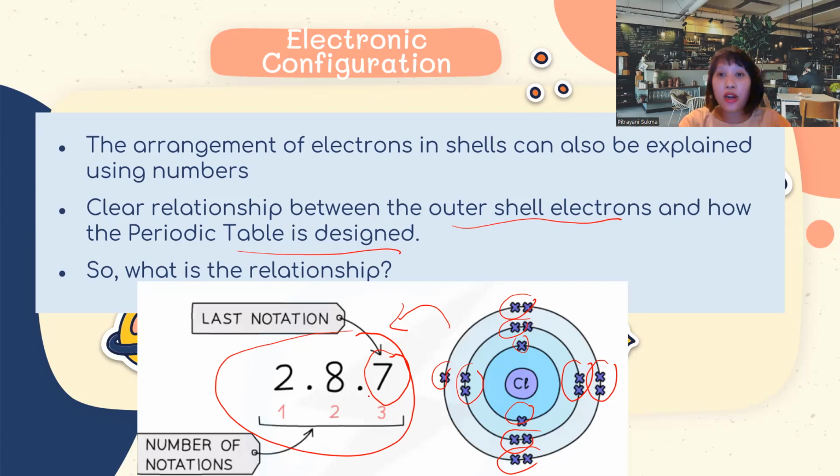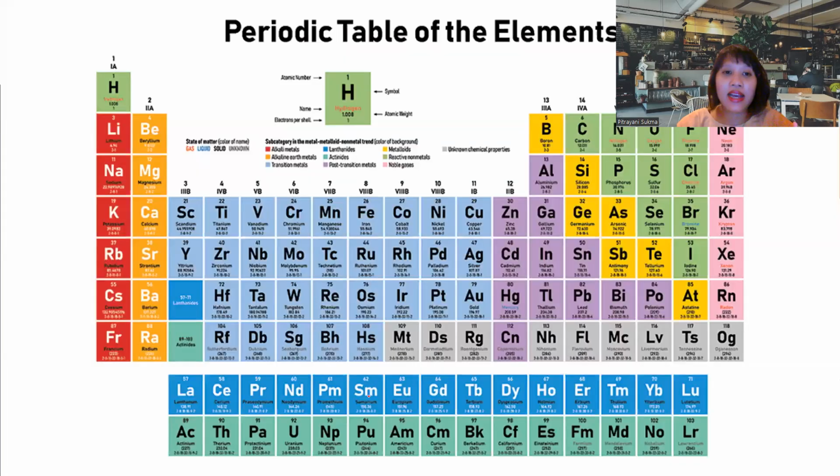So let's check the periodic table for the chlorine element. As we can see in here, this is chlorine. It is in period 1, 2, 3 in here, and this is group 7 of the periodic table. So this is how we can make the electronic configuration diagram to show the position of the element in the periodic table.